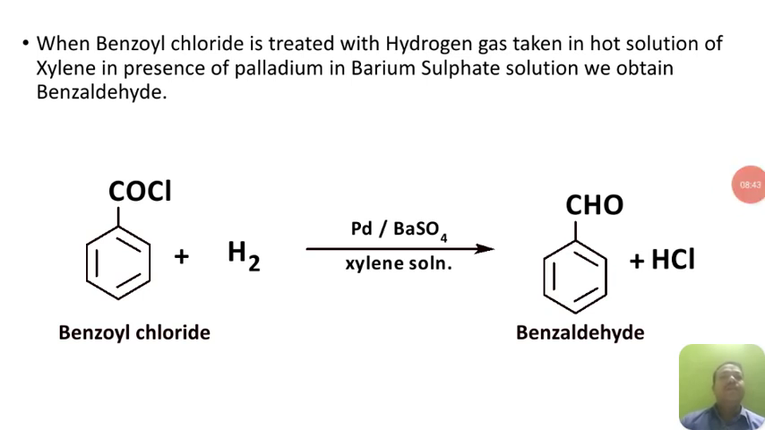So we have seen how to convert acetyl chloride into acetaldehyde. Now we will see how to convert benzoyl chloride into benzaldehyde. So benzoyl chloride is treated with hydrogen gas taken in a hot solution of xylene, in the presence of palladium on barium sulfate, and we obtain benzaldehyde. So you can see in the slide, when benzoyl chloride is reduced, we get benzaldehyde. So here, benzoyl chloride is being reduced to benzaldehyde by Rosenmund reduction.